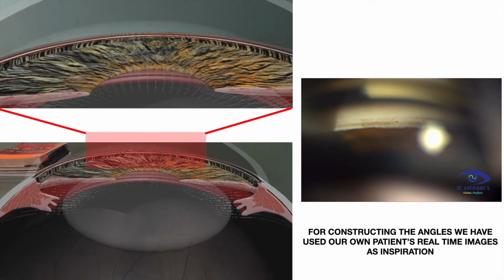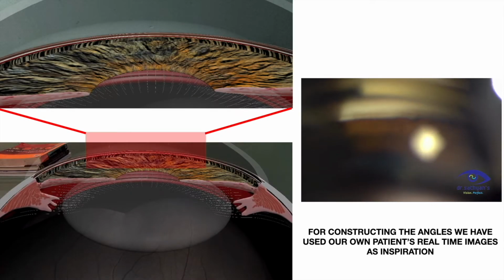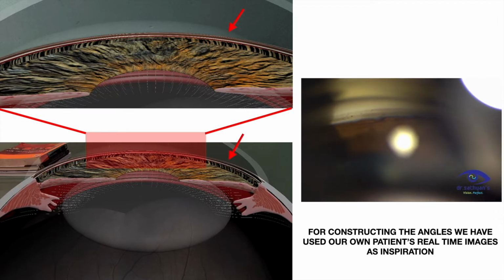For constructing the angles of the anterior chamber, we have used our patients' own real-time images as an inspiration for powerful deep teaching. All the 5 angle structures have been constructed in the AR model, from the root of iris posteriorly to the Schwalbe's line anteriorly.